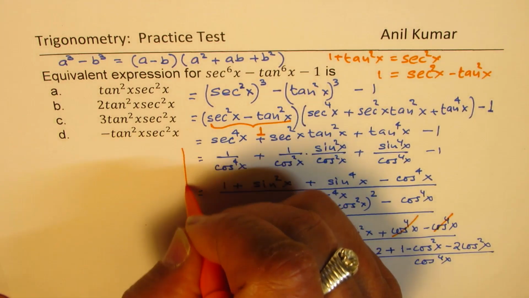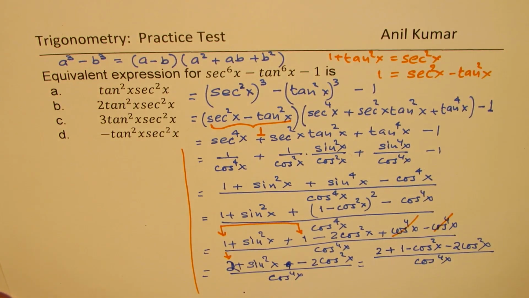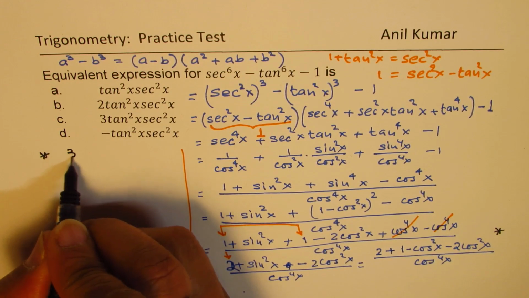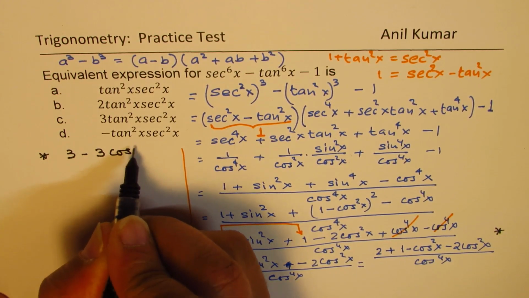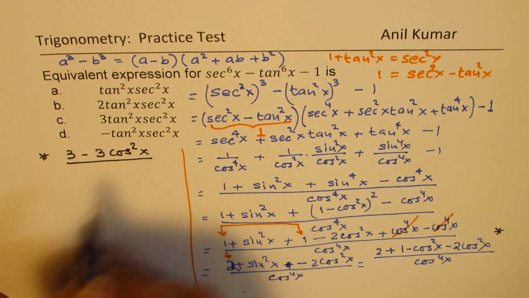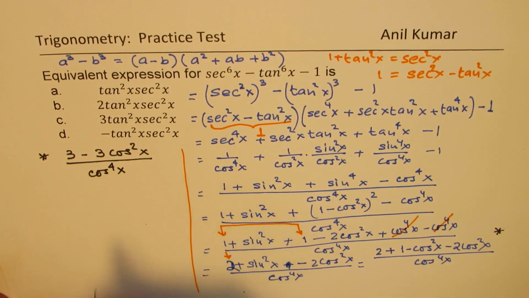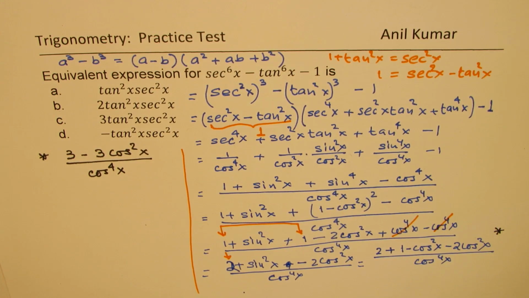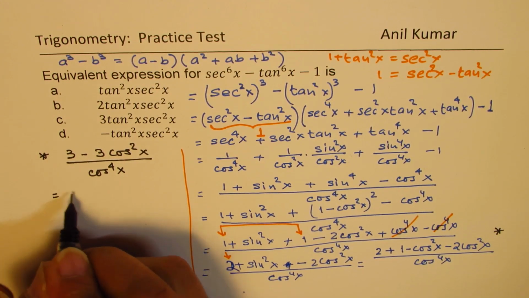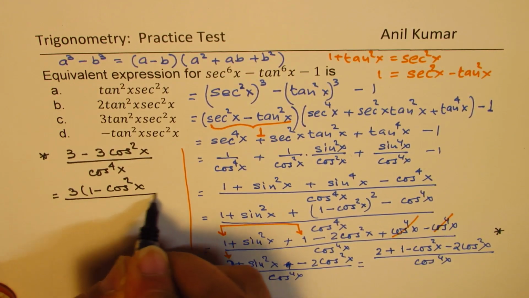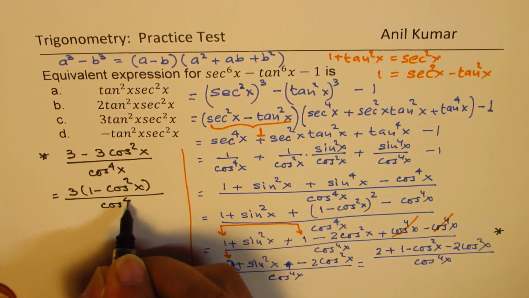Okay, so let's take this term on the left side here. Since we are running out of space, I don't want to do it further in a new page, so we'll just take this from here to this place. So we have here 3 minus 3 cos square x over cos to the power of 4x, right? So that's what we get. We can take 3 common, right? So we get 3 common. We get 1 minus cos square x over cos to the power of 4x.